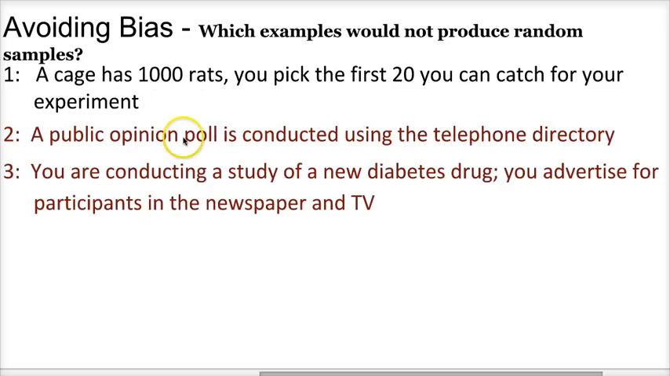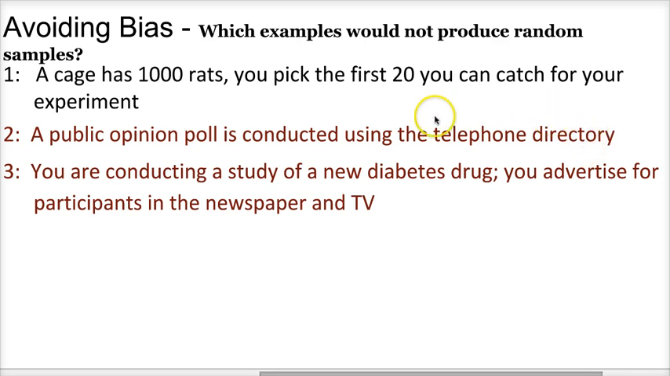Other examples here. Let's think of a cage that has 1,000 rats. You pick up the first 20 you can catch for your experiment. So think about that. I'm doing an experiment with rats, and the cage has 1,000 rats. It's pretty nasty, but the first 20 that I'm able to catch I use for my experiment. Well, maybe the ones that I just picked were not a random sample. These were the slowest. So if I had some kind of movement study, I picked the slowest and most sluggish of the rats. So that has bias. Next, a public opinion poll is conducted using a telephone directory.